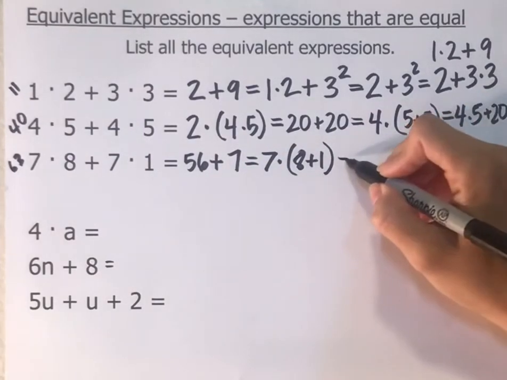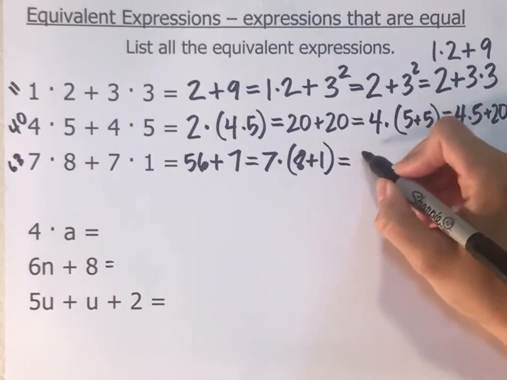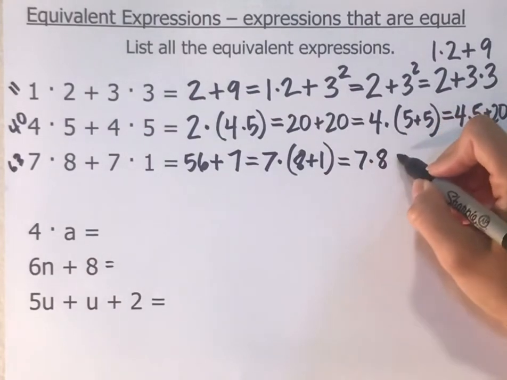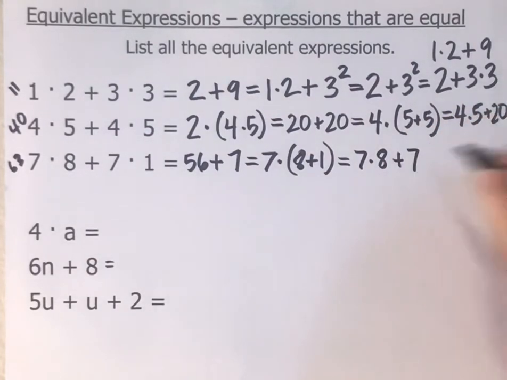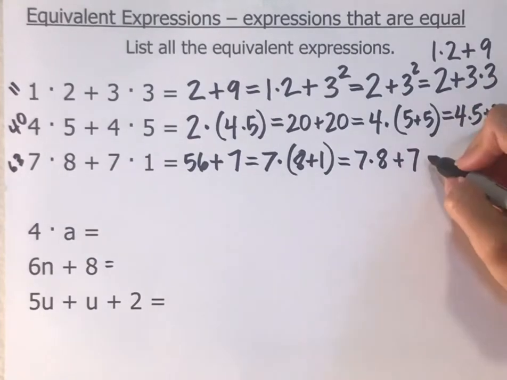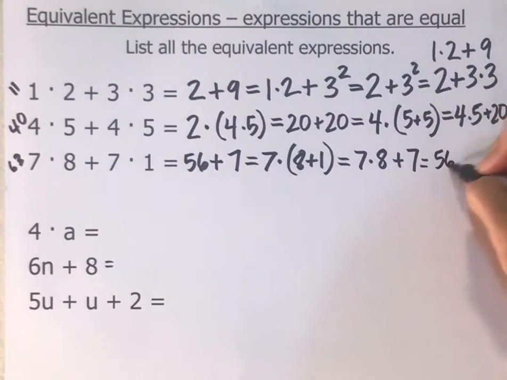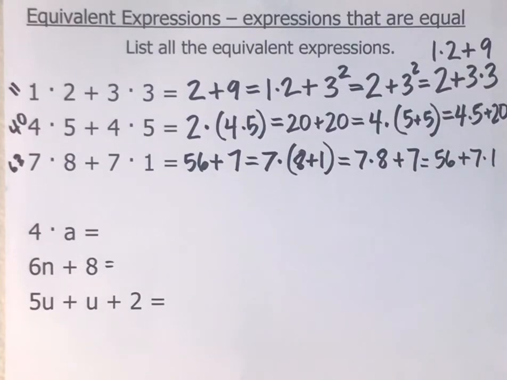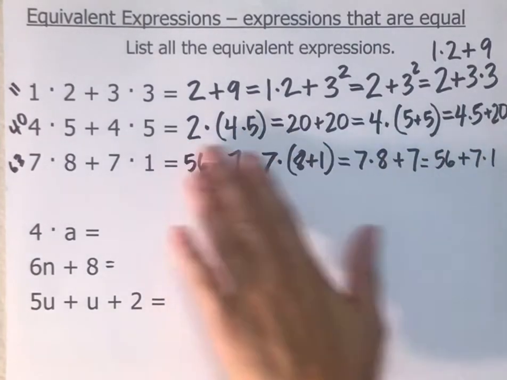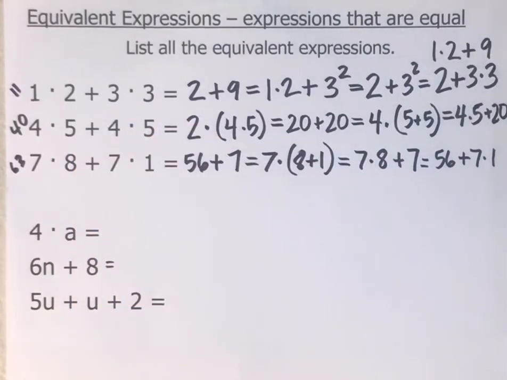Okay, then the other easy one is just to do 7 times 8 plus 7. And that would work, or you could flip it. You could do 56 plus 7 times 1. And that would also work. So these are all equivalent expressions to that particular original expression.